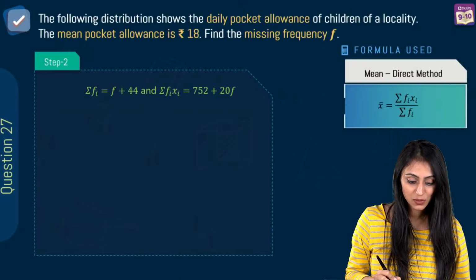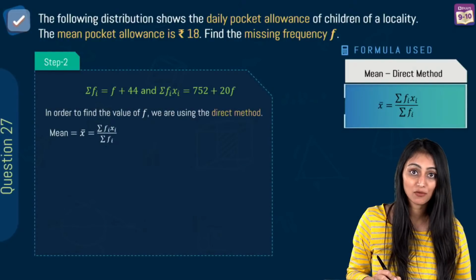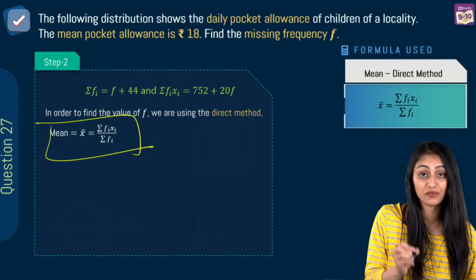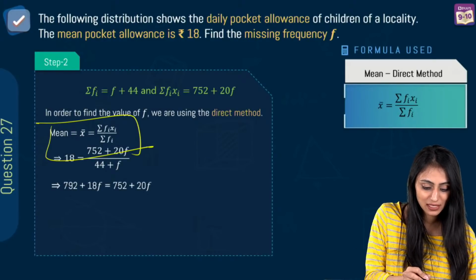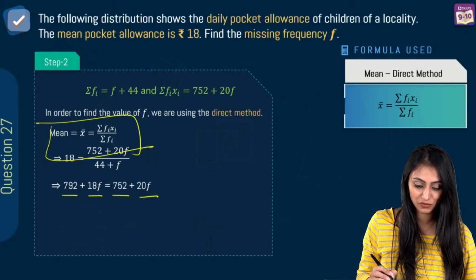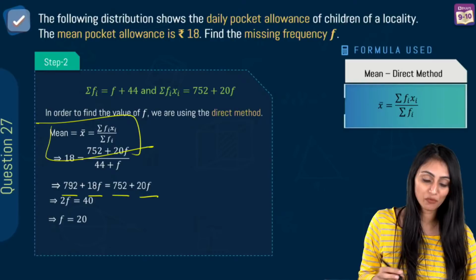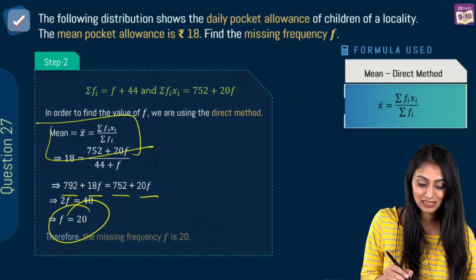Alright. So we have these values. All we need to do is put them in the formula. Do not forget to write the formula first. Yes, then put the values. Cross multiply this, we get 792 plus 18f equal to 752 plus 20f. So 2f would be 40, f is 20. So that's the missing frequency.